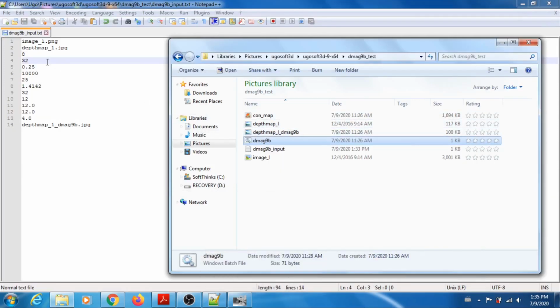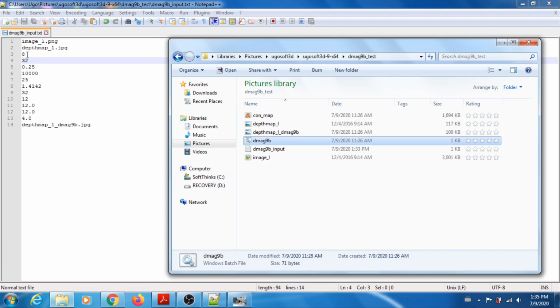So what I like playing with, I always do that. I like to try either 8 or 32 on both of them. You can try 16 also. So you play with those two parameters until you get something that you like. Note that when those numbers are lowered, it takes longer for DMAG9b to run. So keep that in mind.